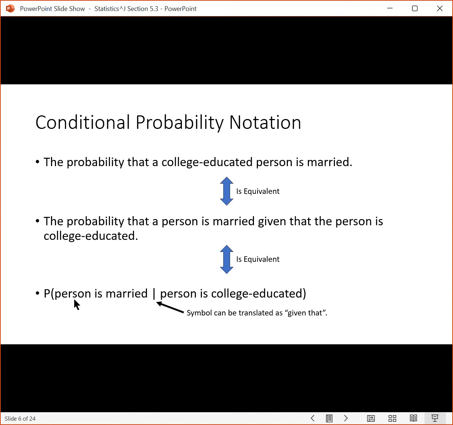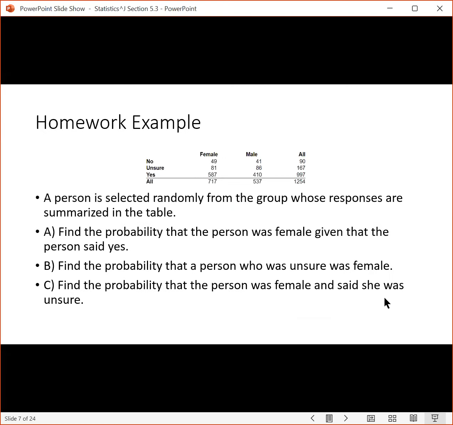So in this case, we would say the person is married given that the person is college educated. So we put the condition second, and then the thing we're finding the probability of first. So if this was event A and this was event B, then it would go probability of B given A. That's the order.